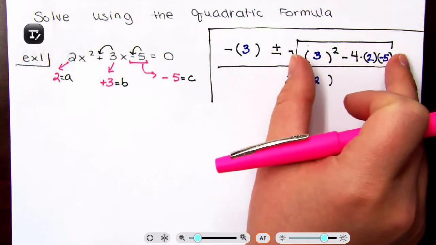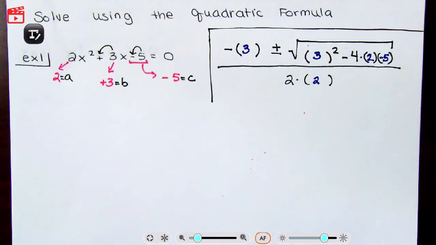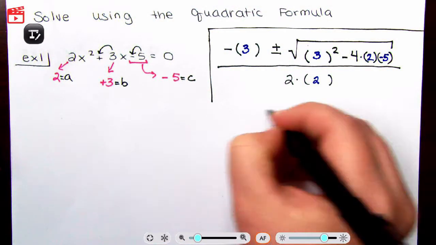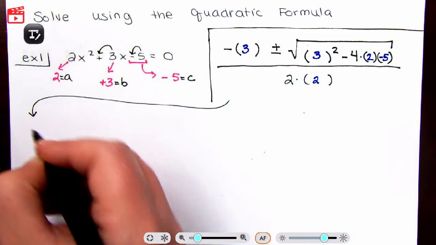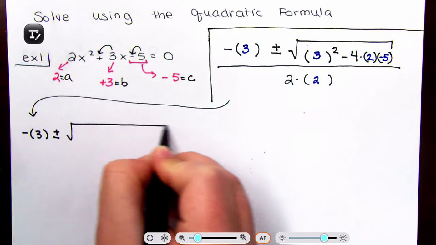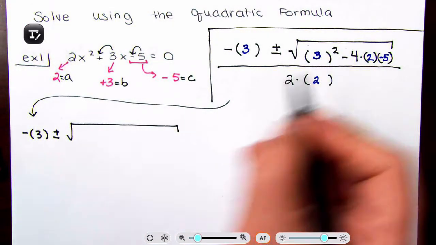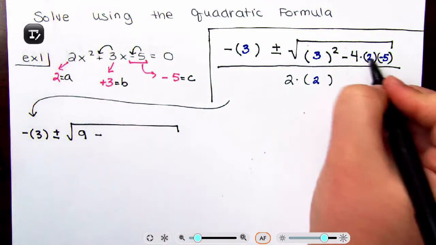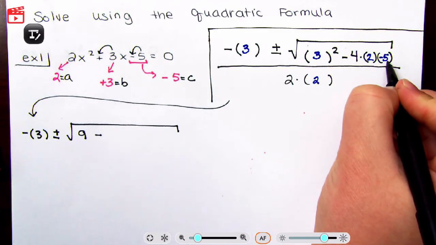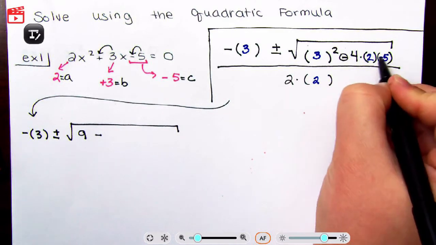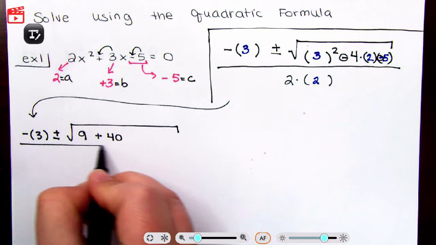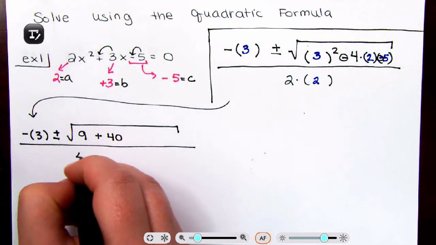Start with the discriminant, meaning the stuff inside the square root. Let's write it here. I'm going to just draw an arrow so I can have some space here. Negative 3 plus or minus the square root. And let's plug and check everything in here. 3 squared is 9 minus 4 times 2, which is 8. 8 times 5, which is 40. But I have a negative here and I also have a negative here. That means I have a positive 40. I'm going to divide all of this by 2 times 2, which is 4.